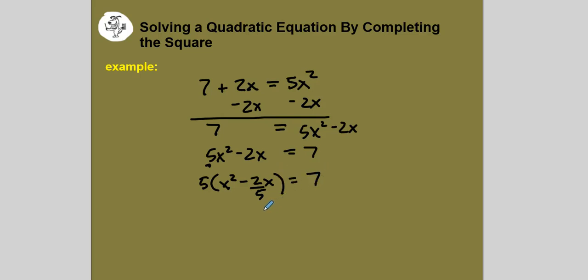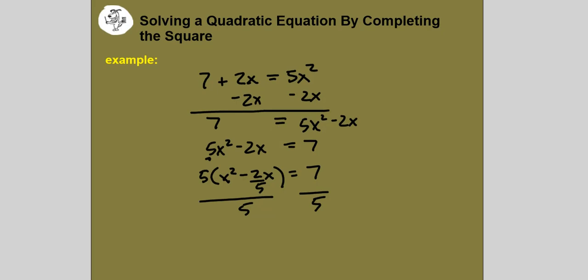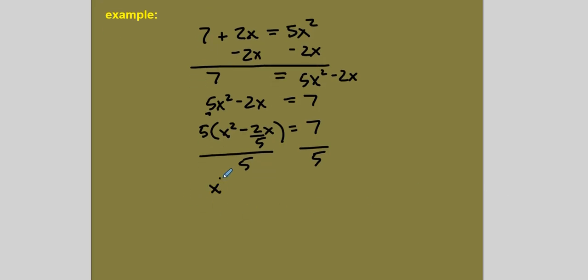Alright, so now the next step is, actually what I'm going to do next, I'm going to divide both sides by 5. Okay, so I get the x squared minus 2/5 x term all by itself, with the coefficient there 1. So now I have x squared minus 2/5 x equals 7/5.